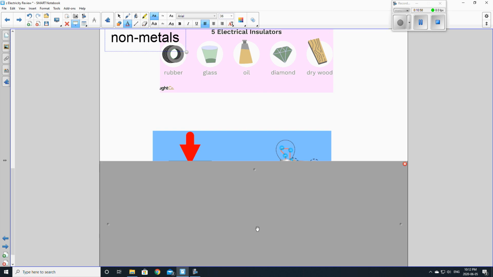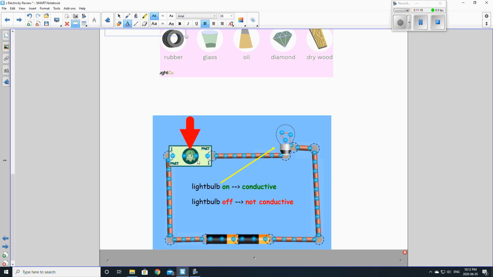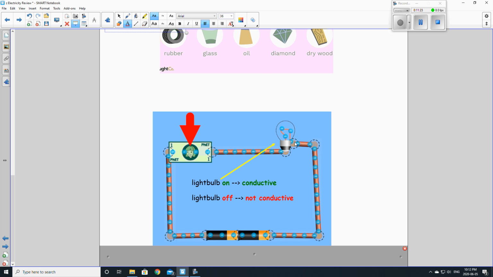If you remember, we tested this on PhET by using different items here. If the light bulb turned on, it means that the item itself is conductive. If the light bulb did not turn on, it means that the item was not conductive. In this case, there was a dollar bill, or a paper bill. Paper is not conductive, which means that it will not turn it on.